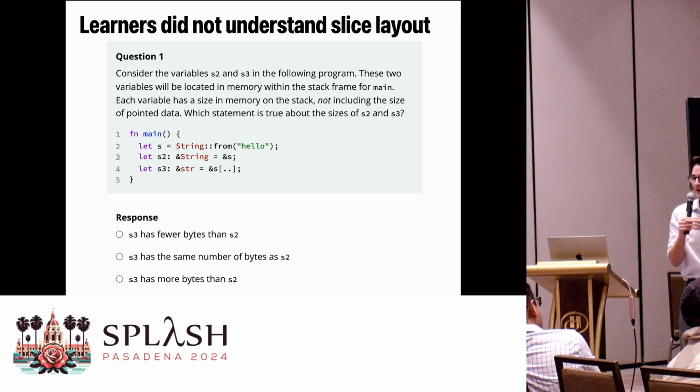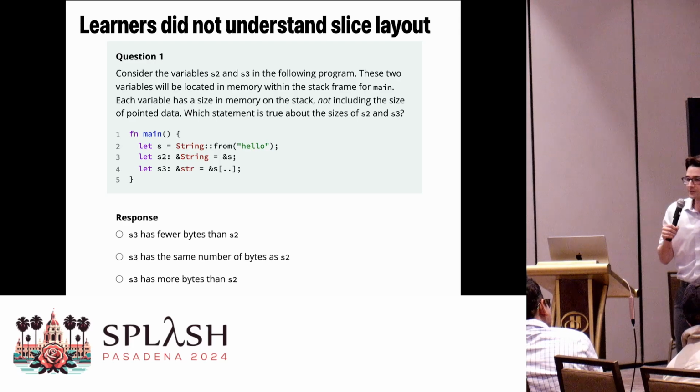How many votes do we have for answer 1? S3 has fewer bytes. 0 votes, or perhaps many puzzled faces. How many people think it's the same? S3 is the same number of bytes. All right, we got a handful of hands. And then S3 has more bytes. A smaller number of hands. Okay, a handful of hands.